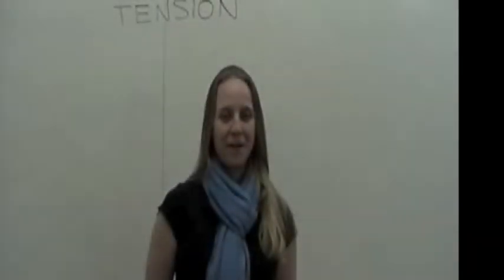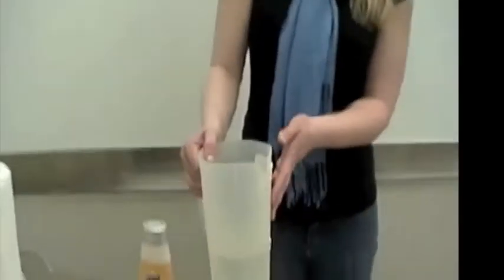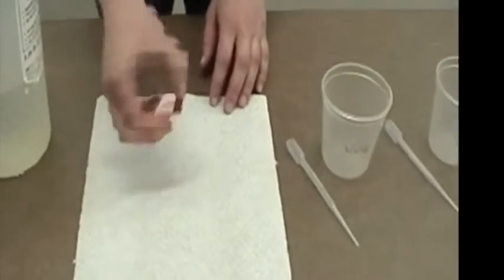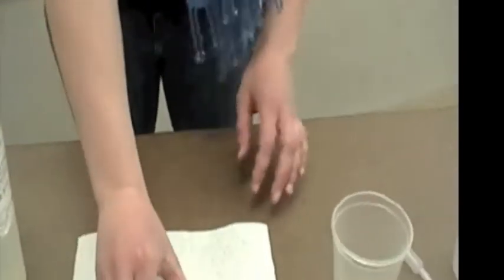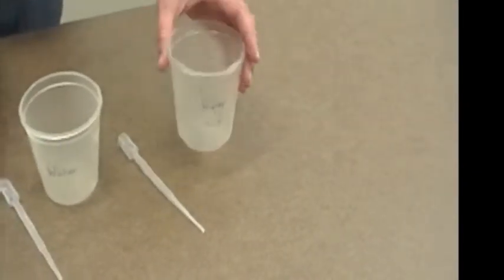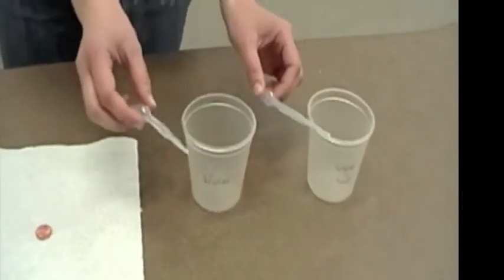Hi, I'm Erica, and I'm going to be demonstrating the first experiment, which is surface tension on the surface of a penny. For this experiment, you will need water, several paper towels, and a clean penny that you've cleaned off, rinsed, and dried, a cup for water and soap that's separate, and then 2 eye drops, 1 for each container.